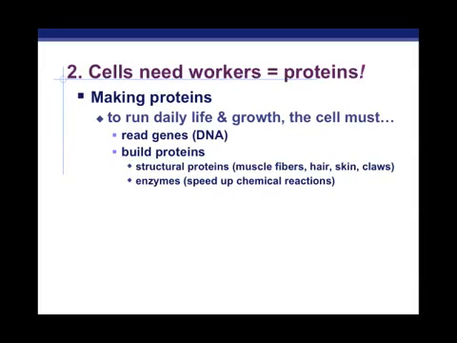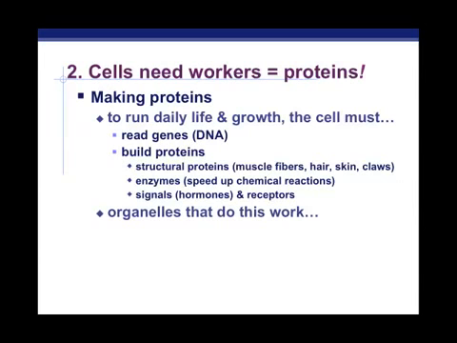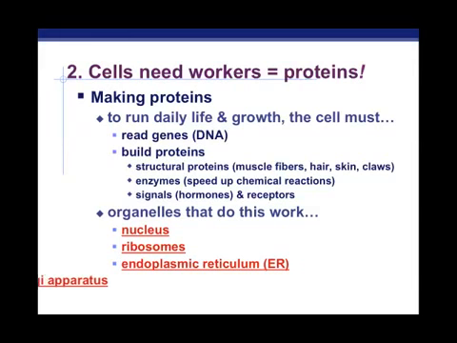Enzymes are proteins, and they're important for chemical reactions that are occurring in your body, such as when you digest food. You have enzymes that speed up the food digestion process. Hormones are proteins. And here are the 4 primary organelles that are involved with making proteins. And we're going to be looking at these.